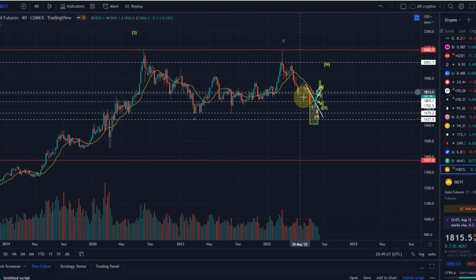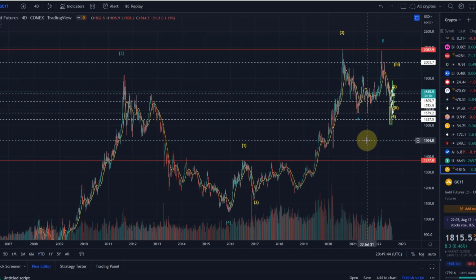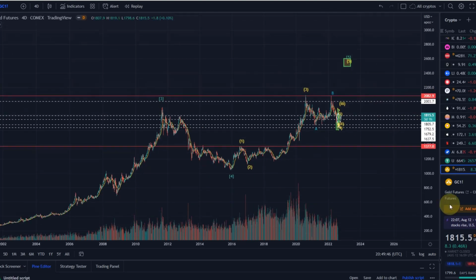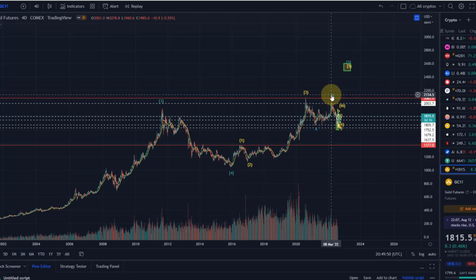Now, had we not recovered within my green reversal area, and had we dropped below $1,600, which was the lower end of my target area, then we should have expected prices all the way down to $1,000 or even lower, because that would have meant that this wave 5 already finished here, where I have currently the wave B. Now that would mean we would now be in a massive crash.